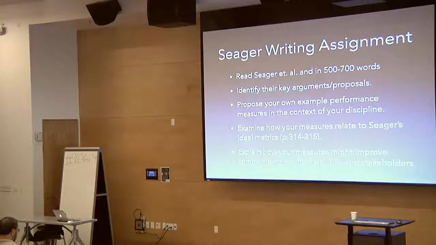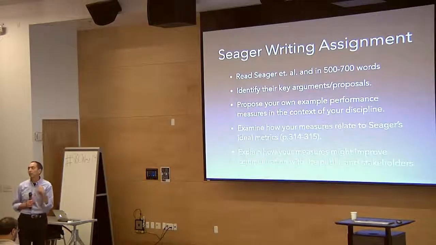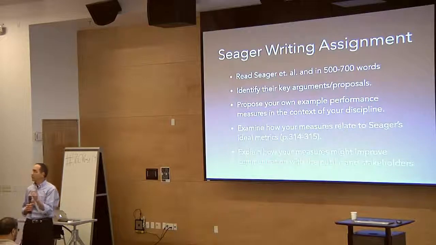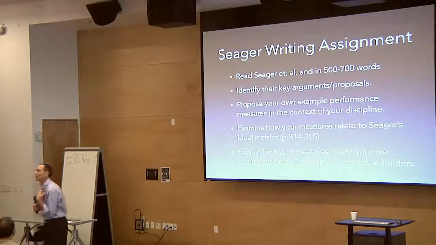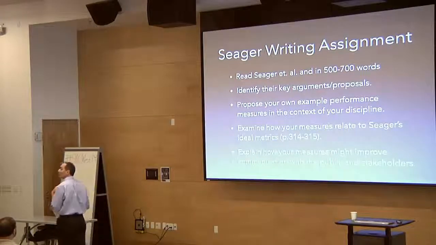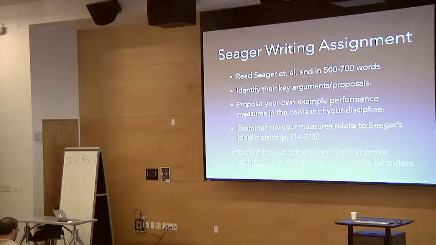So what are the key arguments? And these students are pretty good at this. But then the third bullet is the one that challenges them. And I mentioned most of these students are not science majors. It is: propose your own example performance measure in the context of your discipline. So if you're a business major, that's kind of easy, but what if you're studying classics? What if you're studying French? The students that have the hardest time with this are the science majors.